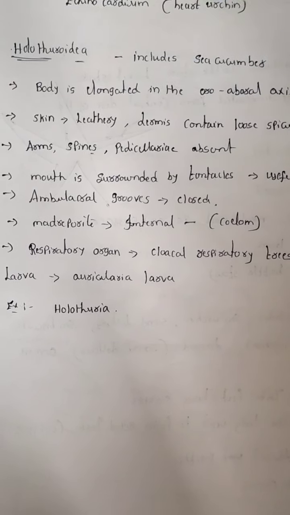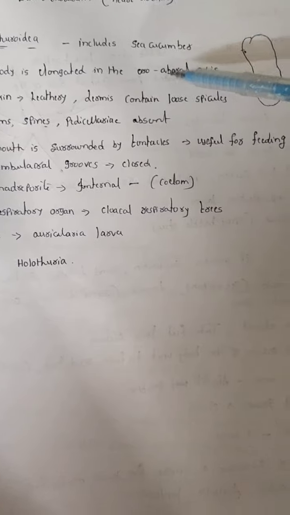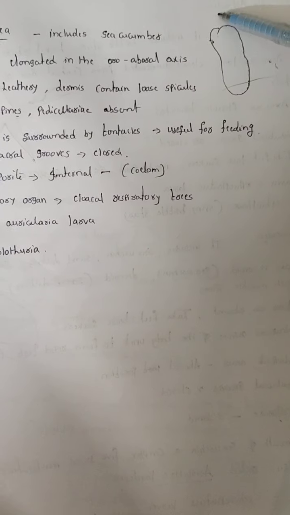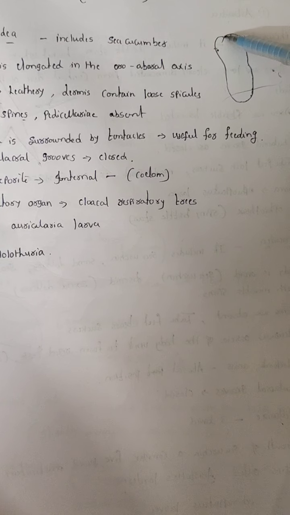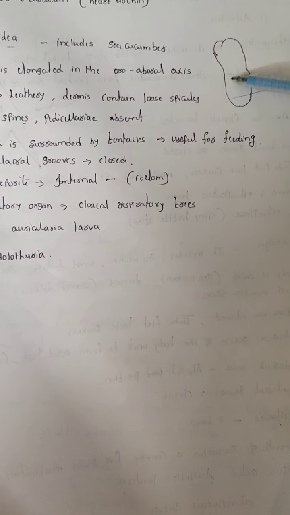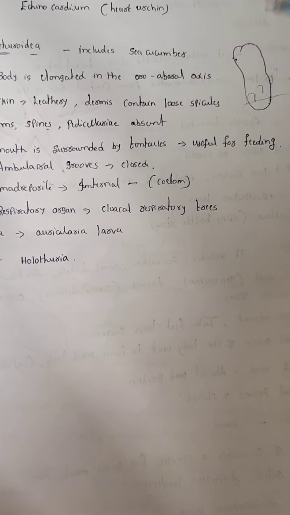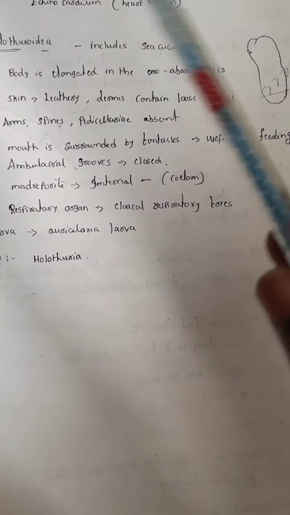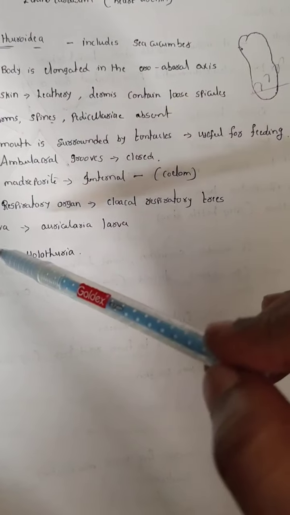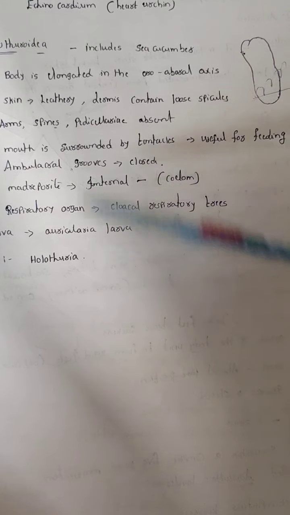Now next we go to the Holothuroidea. It includes sea cucumbers. Here also there are no arms. The body is elongated in the oro-aboral axis. Loose, spiny, leathery skin is present, and they have somewhat elevated spicules like this. That's why the body is elongated in the oro-aboral axis. The skin is leathery. Dermis means skin. Loose spicules.